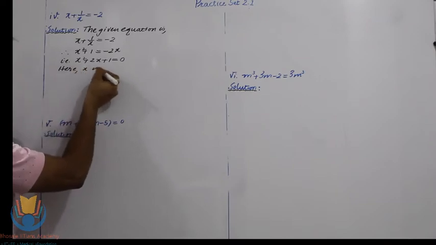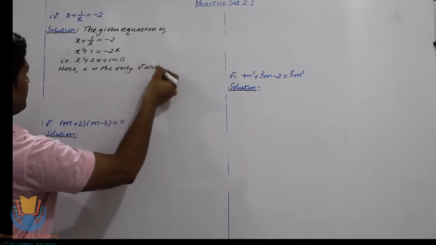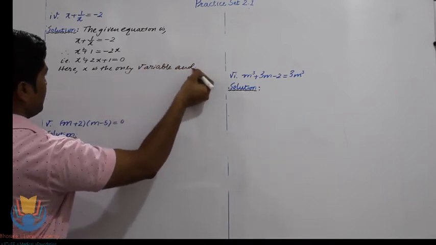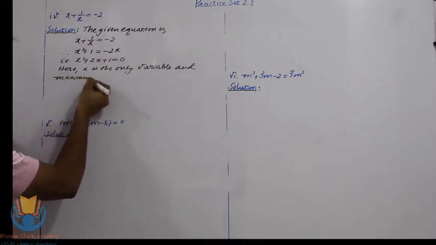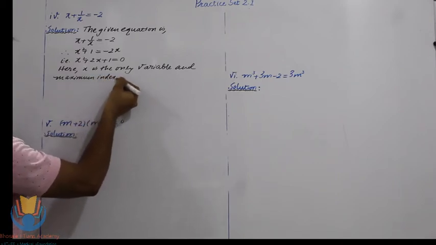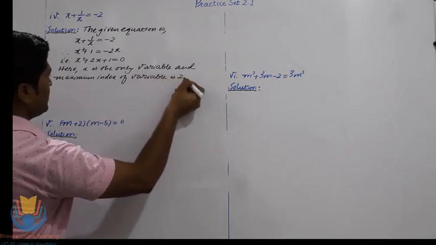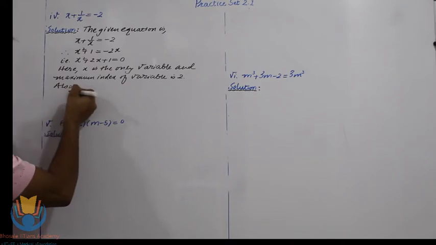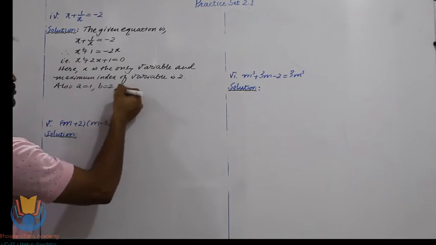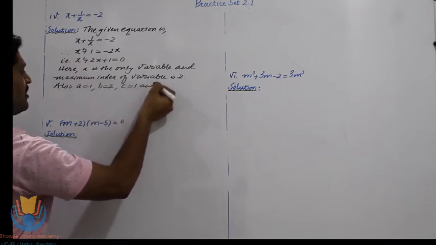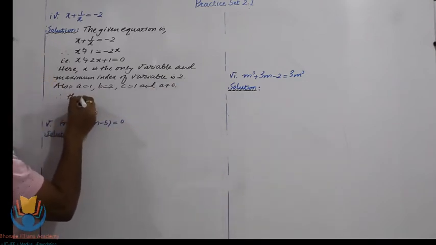Here x is the only variable and maximum index of variable is 2. Also we have to write the values of a, b, c here. This a is equal to 1, b is equal to 2, c is equal to 1, and here a is non-zero, that is a is not equal to 0. Therefore the given equation is a quadratic equation.